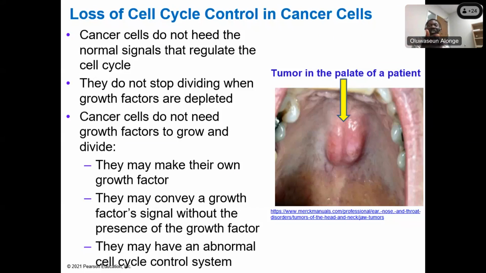Cancer cells do not need growth factor to grow and divide. They may make their own growth factor. They override the system. They may convey a growth factor signal without the presence of a growth factor. They may have an abnormal cell cycle control system that is different from the regular body control system, and so they go ahead and overdo their growth.